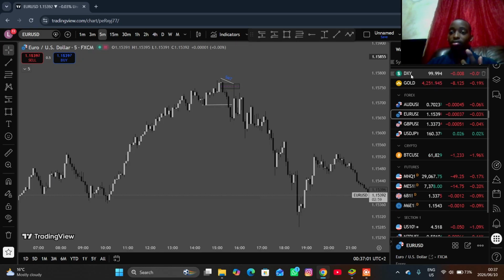That's my list right there: the DXY. I trade Euro USD, GBP, and I'm trying to also learn about futures.